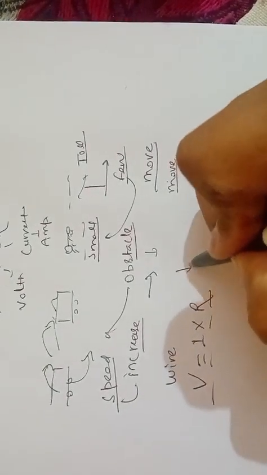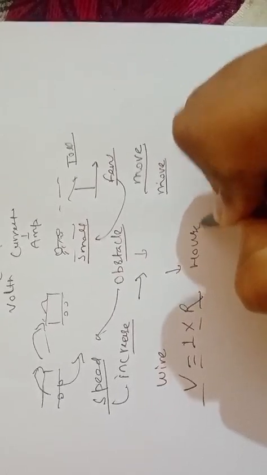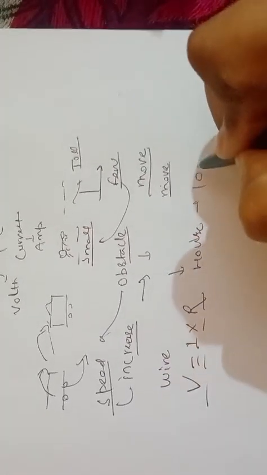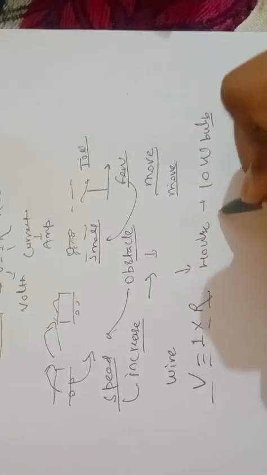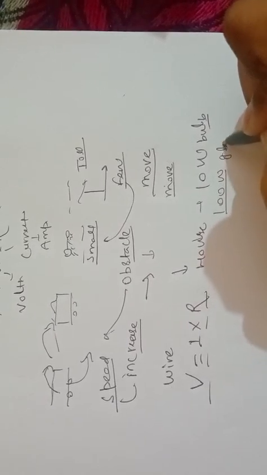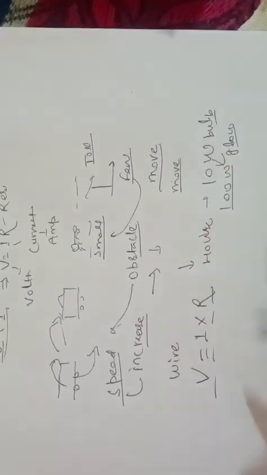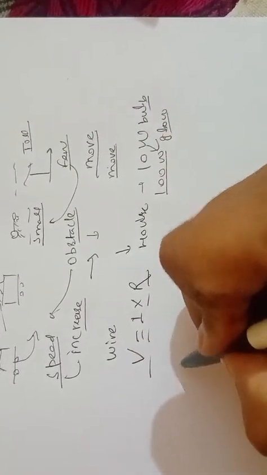Let's understand it by another example. In our house, we can see that a 10 watt bulb glows more, while a 100 watt bulb glows less compared to the 10 watt bulb. Why? Because we have increased the resistance, so the current has been reduced.